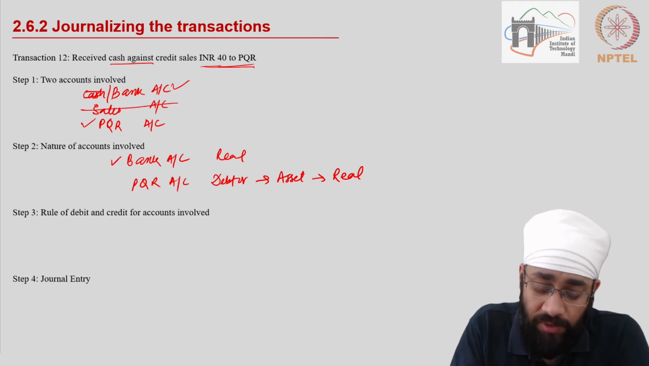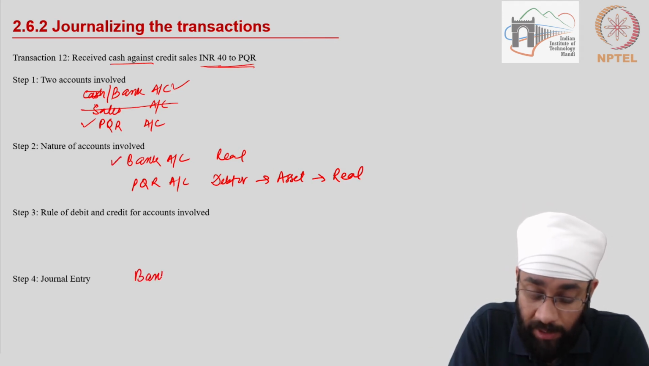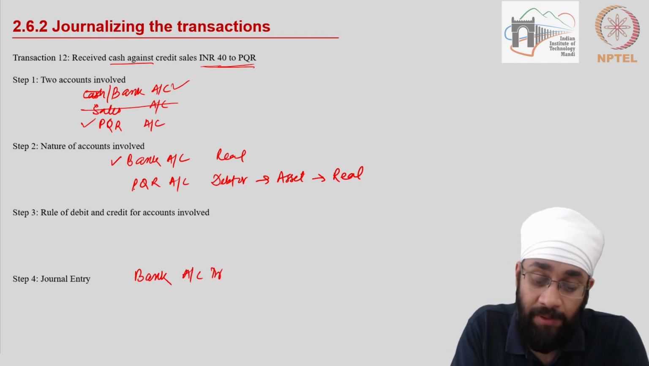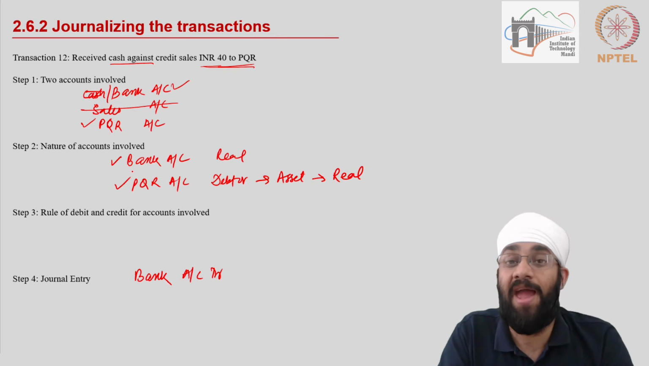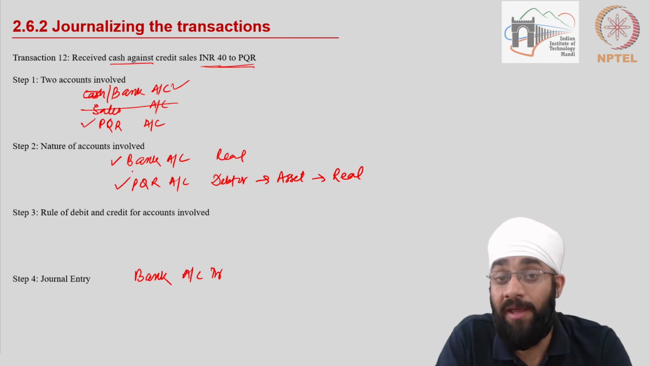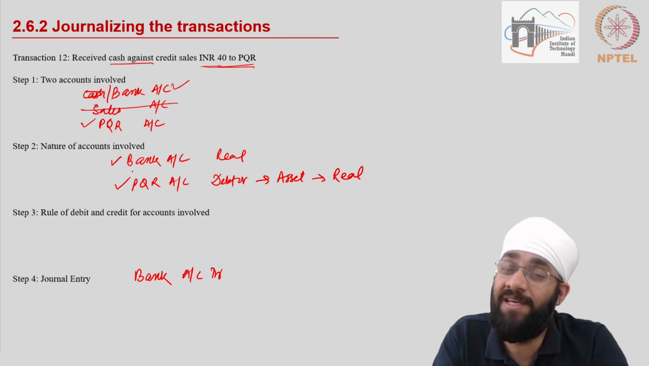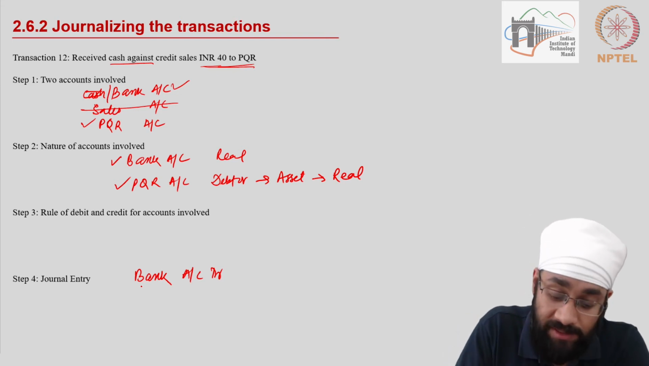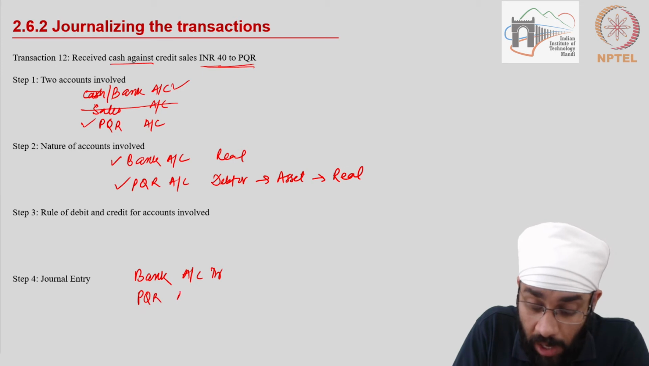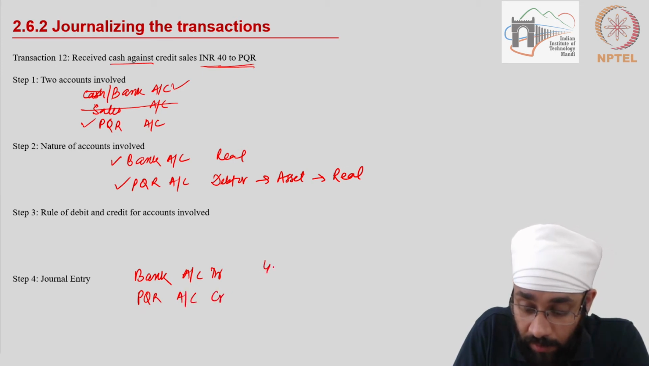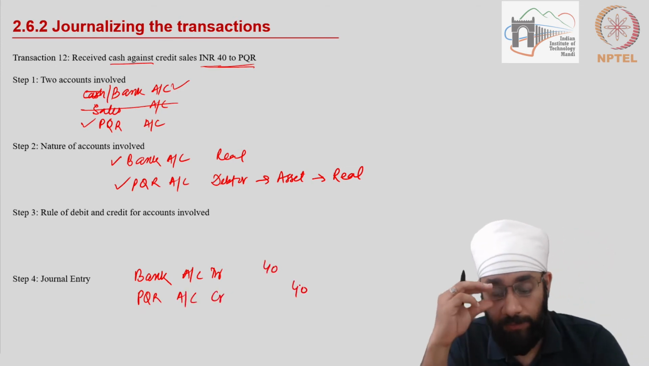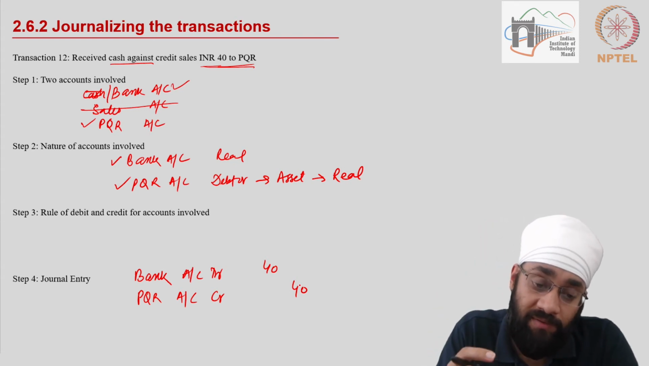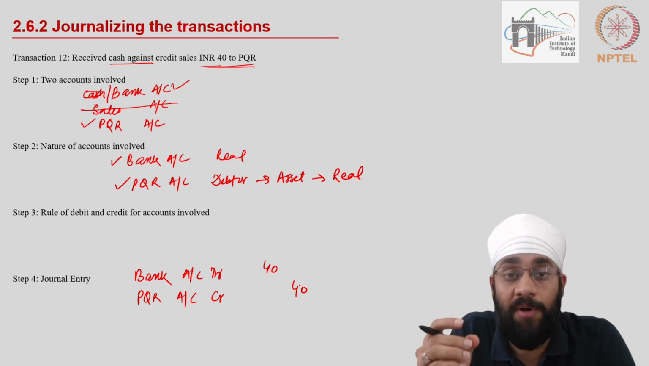He's paying you the money, so bank account coming in, bank balance coming in, so bank account debit. And PQR, who was an asset to you earlier, is no longer an asset to you because he has paid. So that asset is going out. You're converting one asset into the other asset. So I'm going to write PQR account credit 40 and 40. There you go. That's how you write the transaction for receiving the cash from a customer.